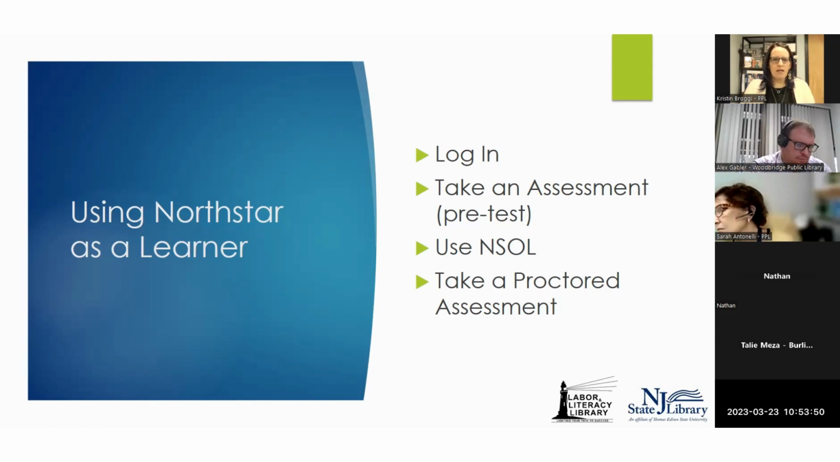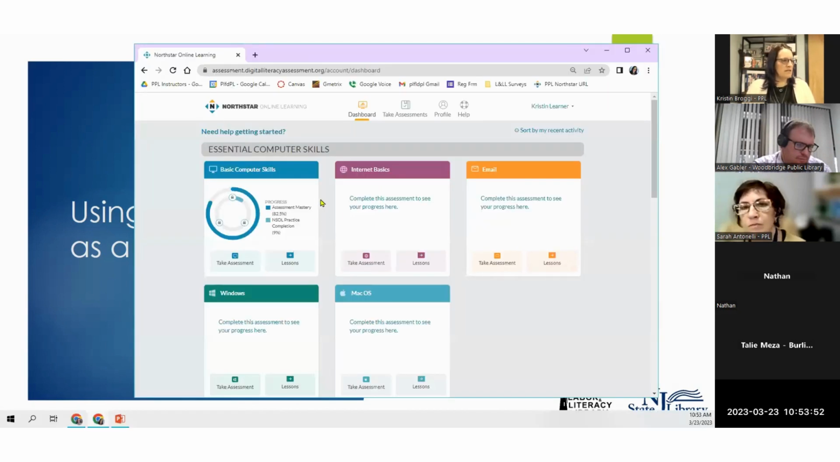So I'm going to log in again, or I am logged in as Kristen. I can see that Kristen in Northstar took the basic computer skills. She got an 82.5. Wow, except passing in Northstar is an 85. So Kristen needs a little work in order to be able to take the proctored assessment and pass it. So she needs to work on the Northstar Online Learning.